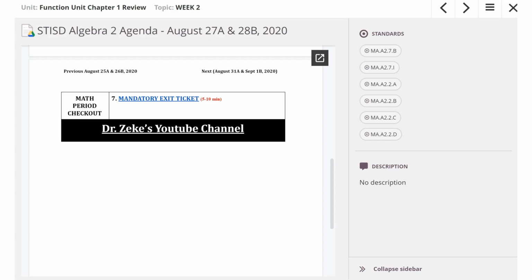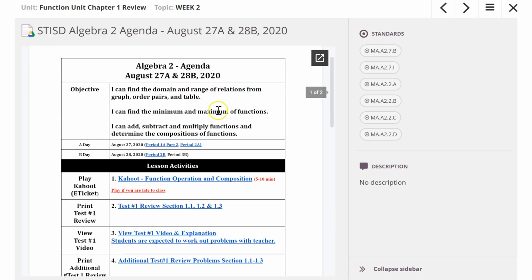So everything is in It's Learning. Everything is in the agenda. There's no need for you to be looking outside unless you need further explanation. But everything is here in the agenda. So please, if you're still confused about how to use It's Learning, please talk to me.